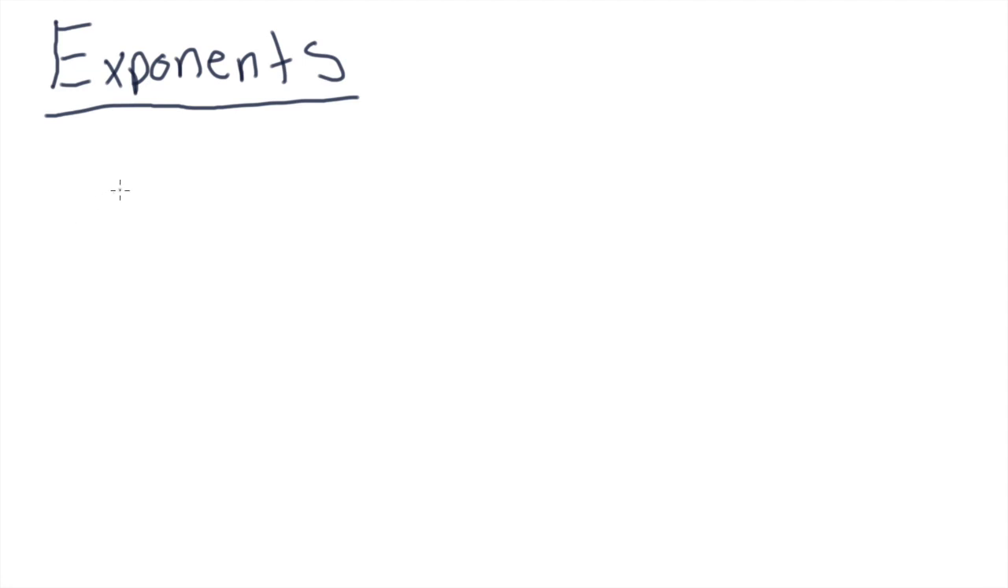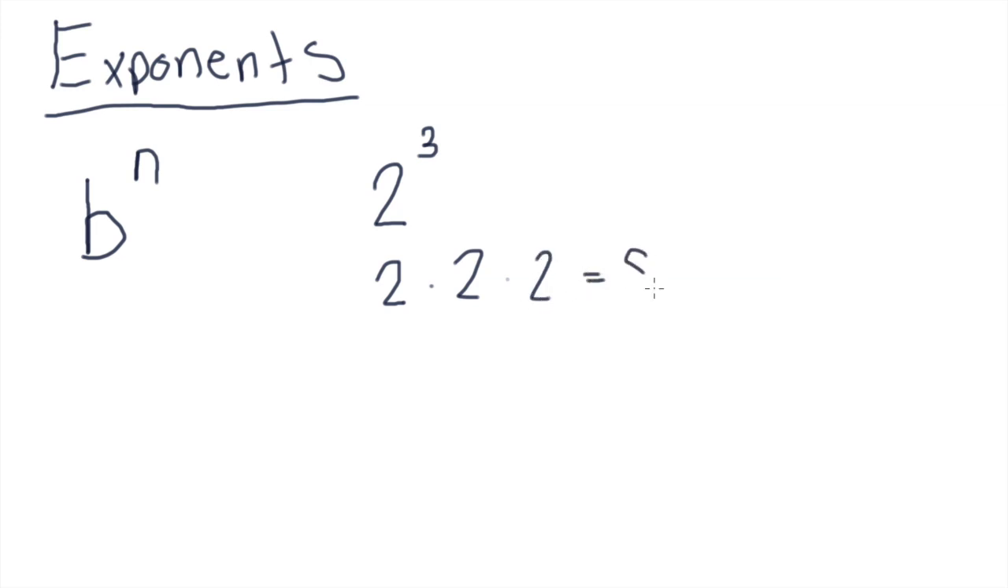So what is an exponent? An exponent is something that tells us how we're going to multiply a function, essentially. So in an exponent, we usually have a base, which we're going to call b, and then we have a power, which we're going to call n for now. You probably see exponents usually written like this, 2 to the power of 3. Now what that tells us is we have 2 times itself 3 times. So 2 times 2 times 2, which would give us 8.